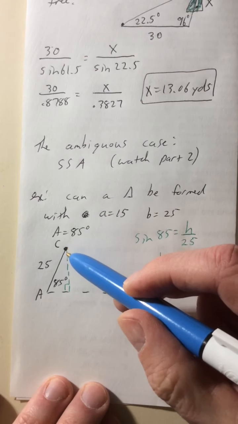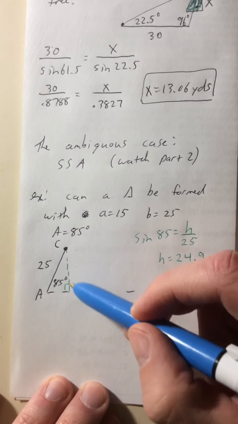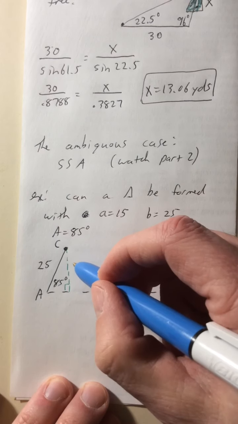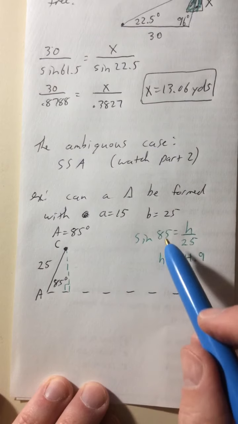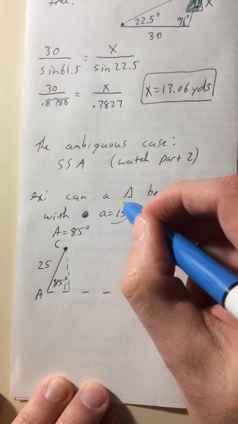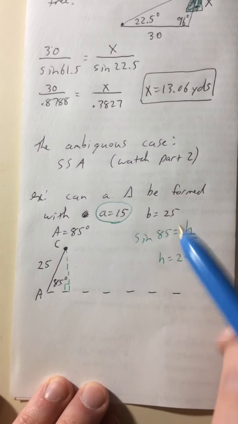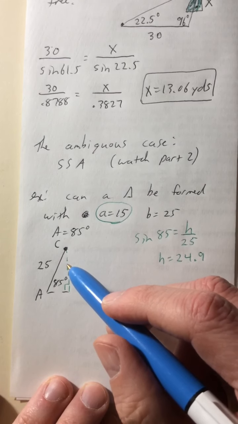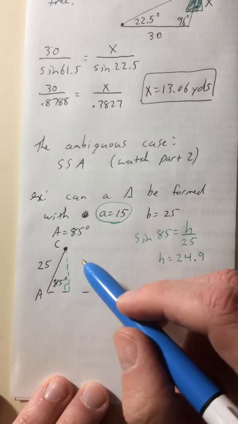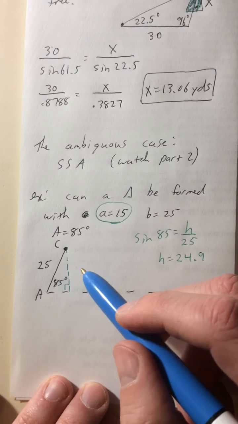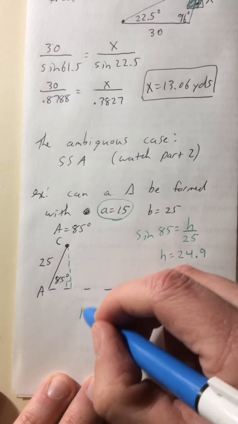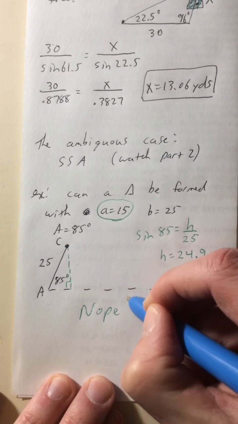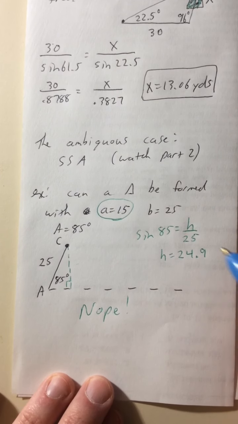So in order to form a triangle, we got to be at least 24.9 for the value of a. So let's take a look at the value of a here, 15. So because 15 is shorter than the height, we're going to have Tyrannosaurus rex. So we're going to have no triangle here. T-Rex arms, no triangle here. So the answer is nope. We cannot form a triangle with this stuff.